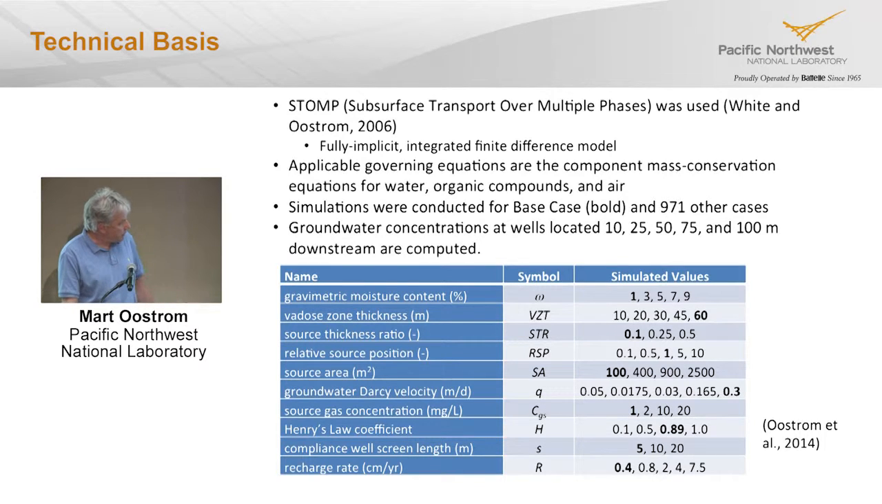Some of the other ones are, for instance, the relative source position, which ranges from 0.1 to 10. If you put the source too close to the surface, then you have issues with the very quick transport of the gas phase into the atmosphere. When you put the source too close to the groundwater, then you have nonlinearities appearing from that application. So we want to stay in a reasonable range to justify this particular configuration.